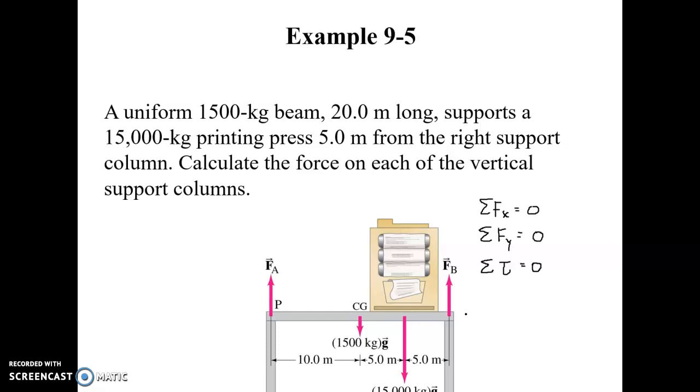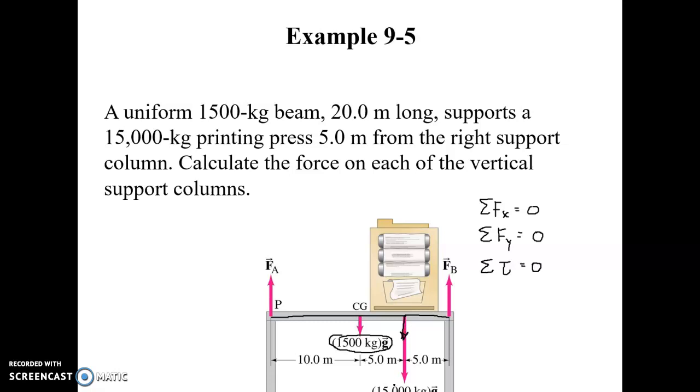So what we have here is basically a simple beam analysis problem. We have this horizontal beam. The beam itself has weight, and we also have some large object. It happens to be a printing press, but whatever the load may come from.